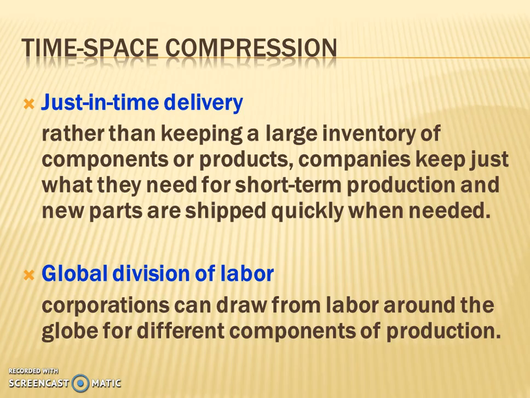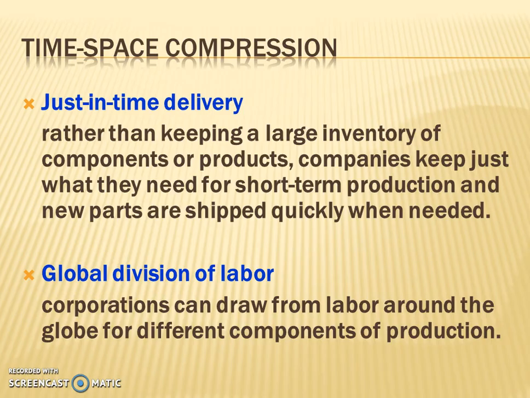So you may have a product where the raw materials come from 12 different places, and they're manufactured in 6 different factories all over the world in 6 different countries, and then they're distributed out around the world in multiple different countries. And so that's sort of that global division of labor. The other concept they talk about is just-in-time delivery.